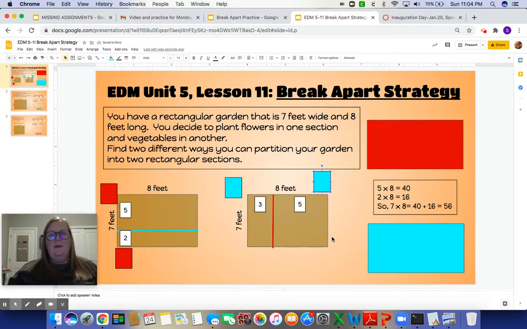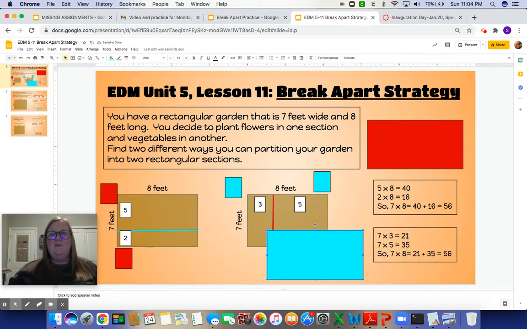So now I am going to solve this small rectangle by doing 3 times 7. And then I'm going to do this bigger rectangle by doing 5 times 7. So if you look over here, I'm going to move this rectangle over. So we have 7 times 3 equals 21. 7 times 5 equals 35. So 7 times 8 equals 21 plus 35, which also gives us 56. And don't forget, if you're giving an answer, you would want to give it in units. So 56 feet is the correct answer.